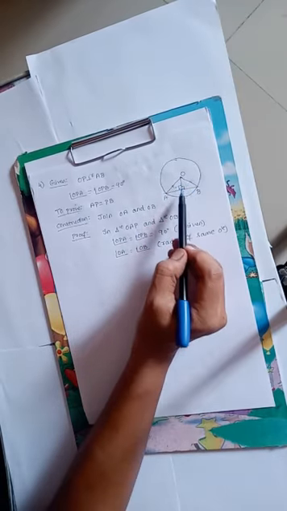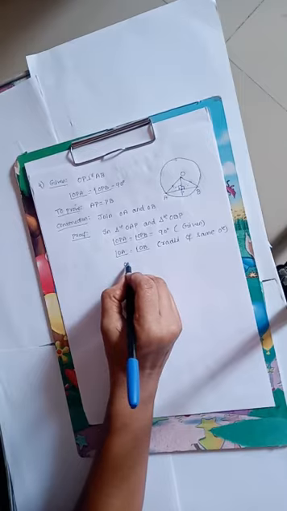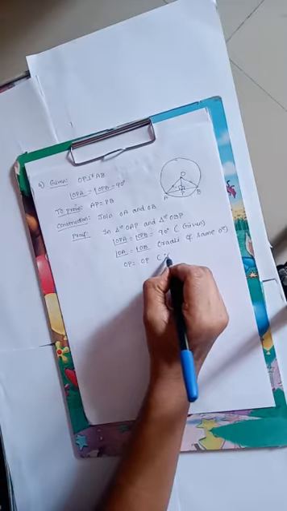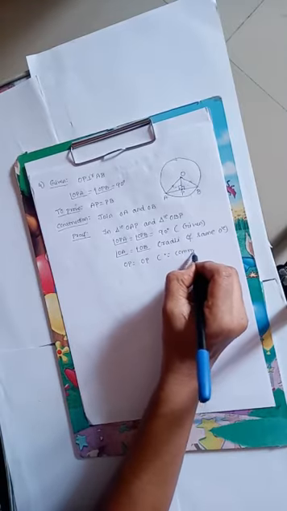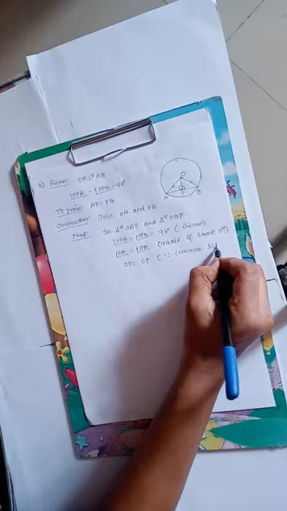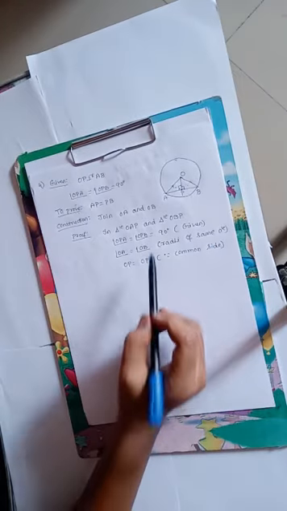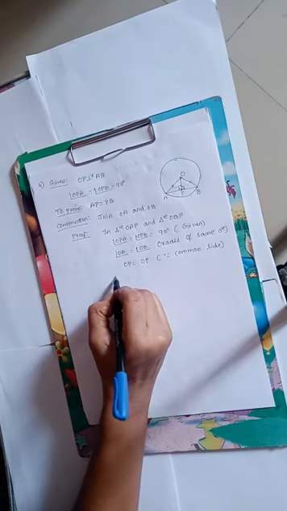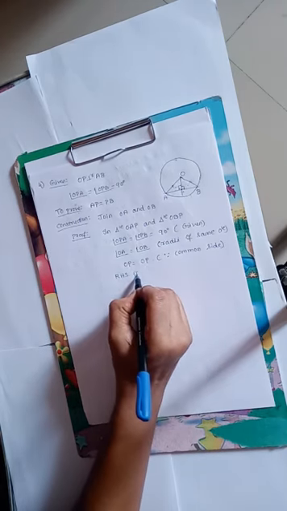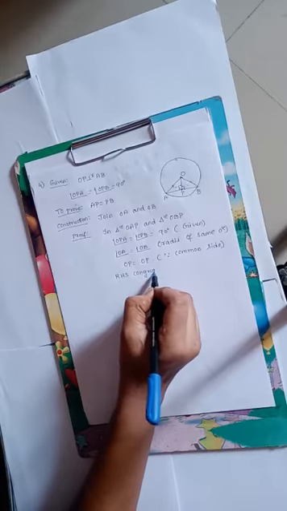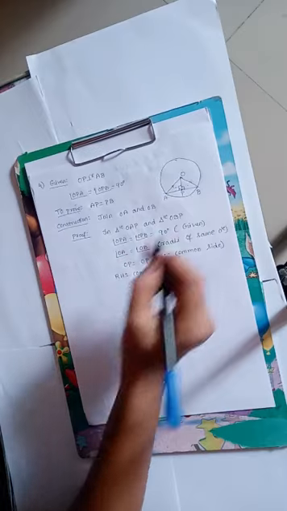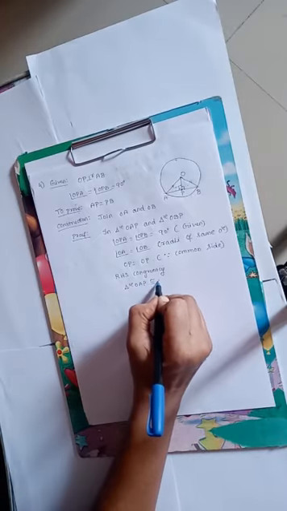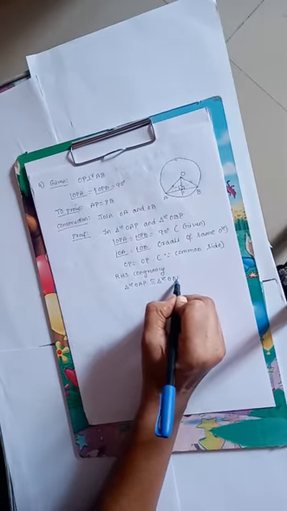Now you are getting which congruency rule you are going to apply. And again, OP is equal to OP, both also a common side. Now which congruency rule can you apply here? Right angle hypotenuse side, that is RHS congruency. You can tell that triangle OAP is congruent to triangle OBP.